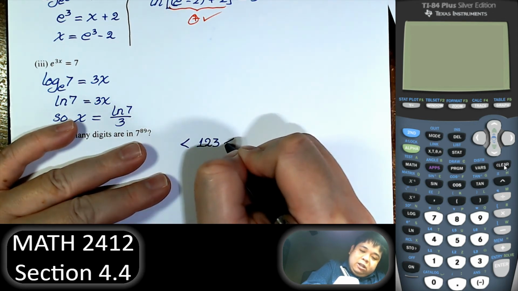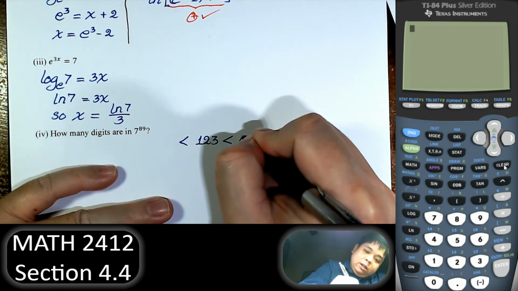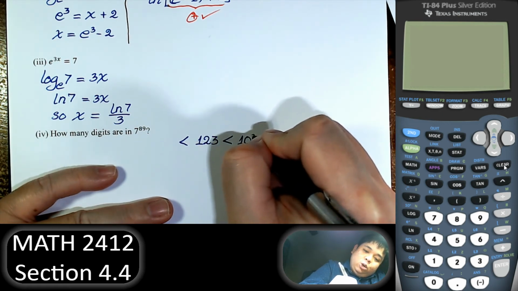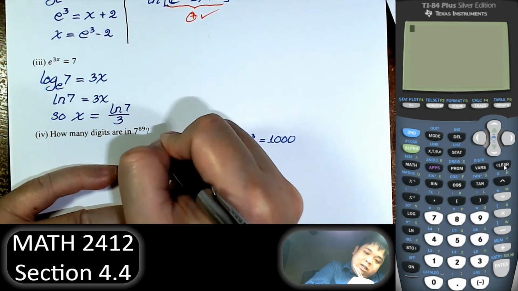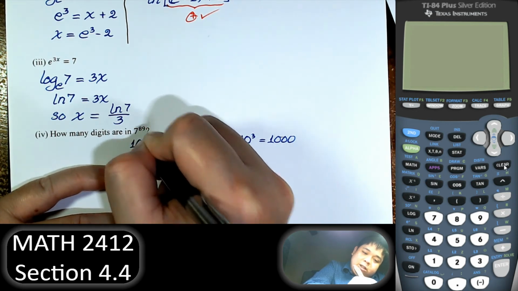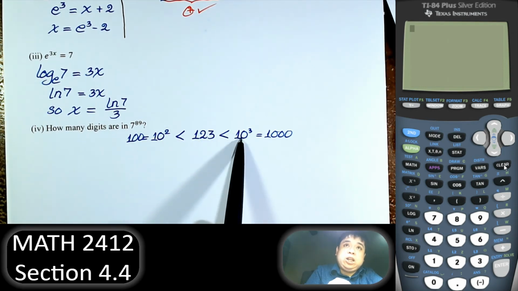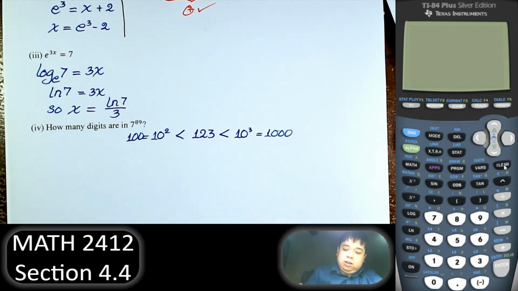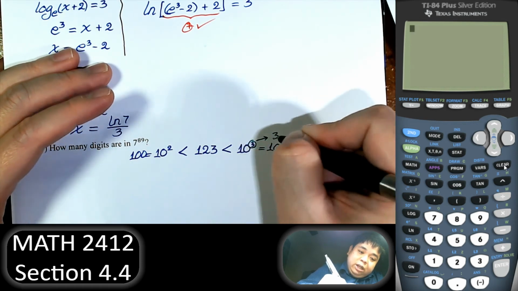So how do we write this? So that is between 10 cubed, which is 1,000, and 10 squared, which is 100. Right, so 123 is between 10 squared and 10 cubed. So whatever this number is, it will give us the 3 digits.